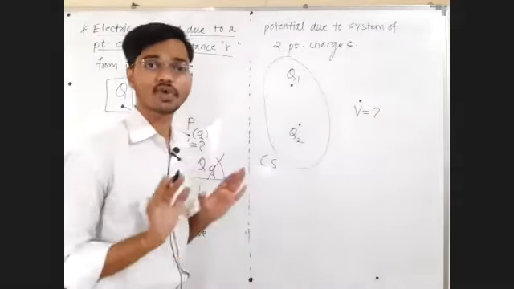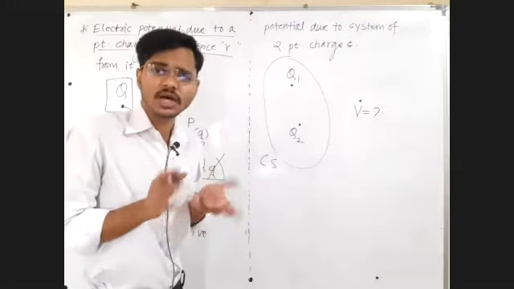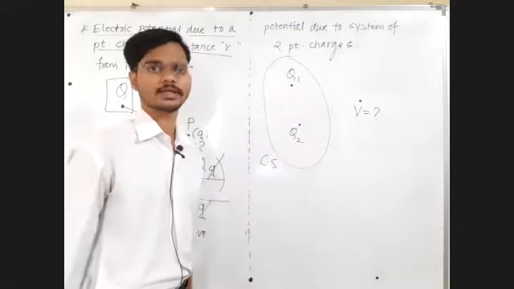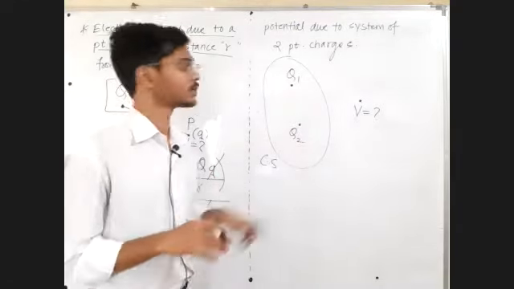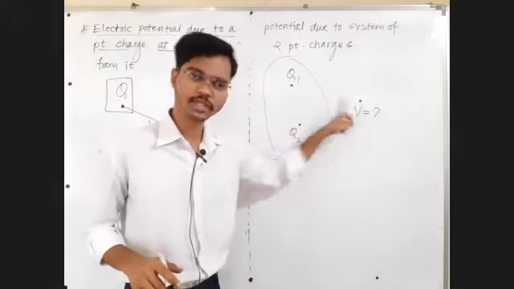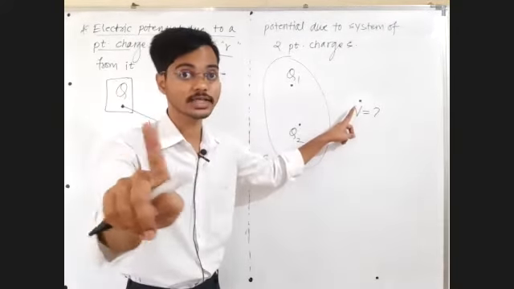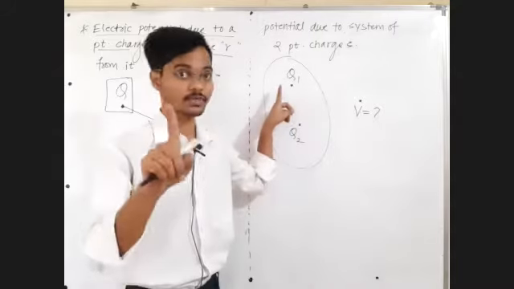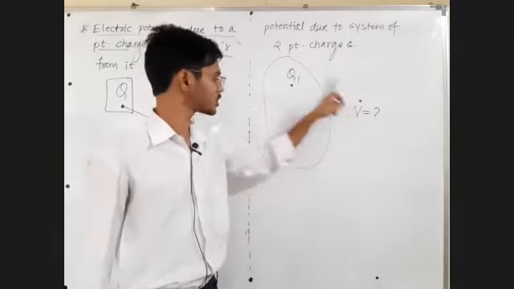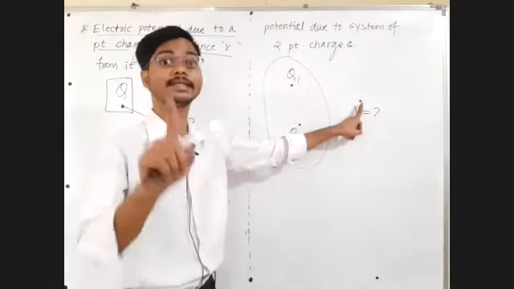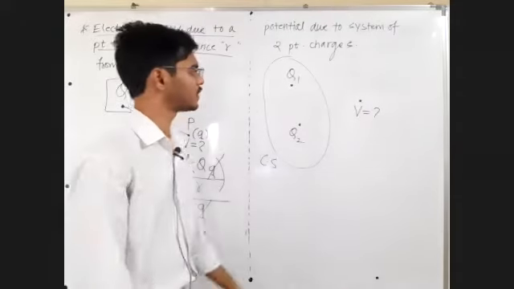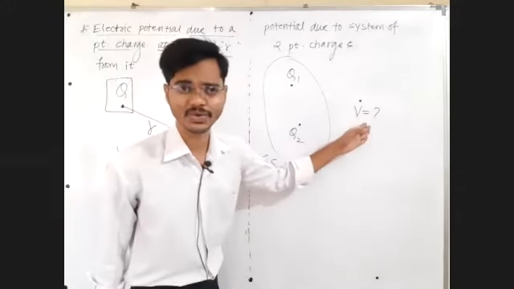Now, just like finding the effective electric field, you have to find the effective potential. How do we find the effective electric field? Electric field due to the first charge, electric field due to the second charge, and then vector addition, not scalar addition. Electric field is a vector. Electric field due to the first charge, electric field due to the second charge, and then vector addition to find the electric field.